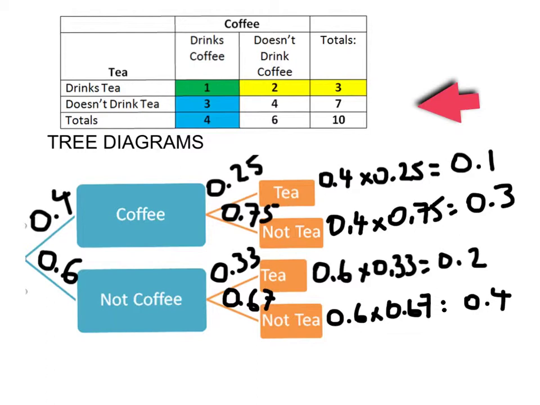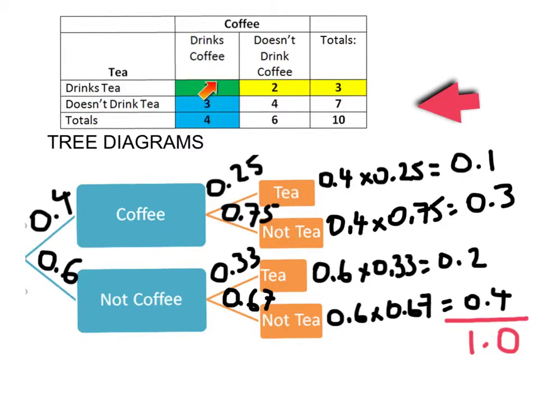So what do we notice here? Well, 0.1 plus 0.3 plus 0.2 plus 0.4 always adds up to 1. So when we add down the branches, or when we add these 4 values together, 4 combined events, we get everybody back together. And you'll also notice here that the coffee and tea drinkers, this 0.1, is this one person here.